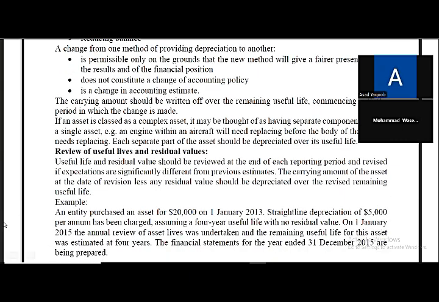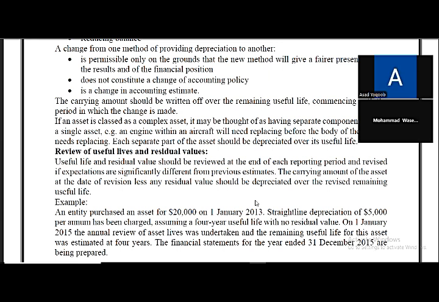Then we have the review of useful life and residual value. Whenever the asset is bought, there is its cost, which will be the historical cost, or in case of dismantling, the probable future cost. There is no judgment involved in that, but there are judgments involved elsewhere. In what cases? When you decide the life of the asset and when you decide the residual value of the asset. These are two estimates which are made when the asset is recorded in the financial statements.